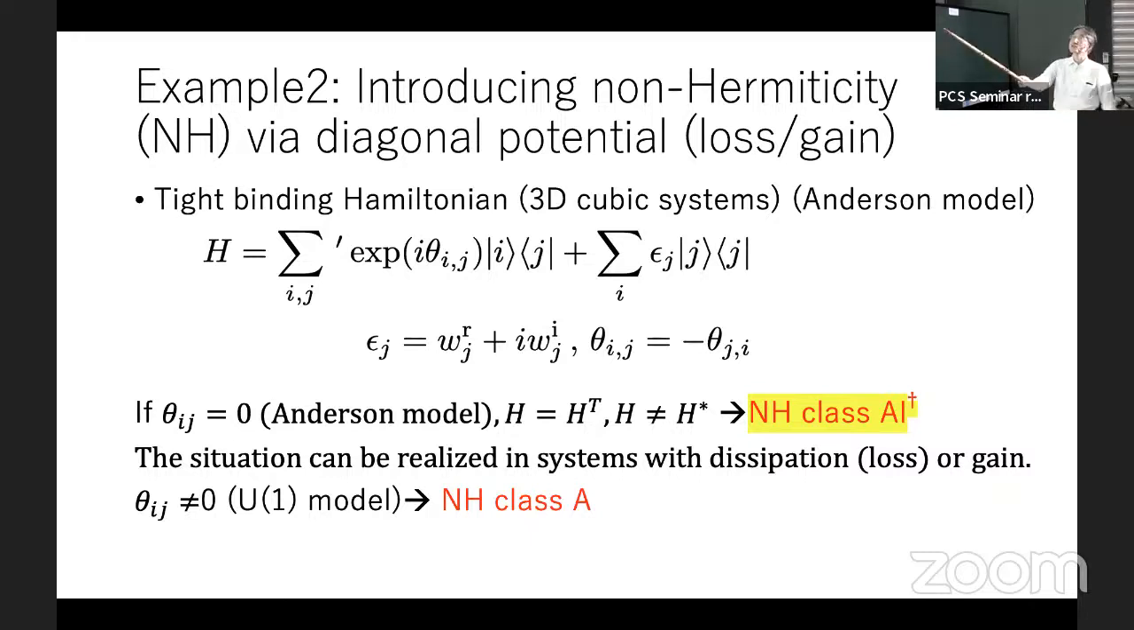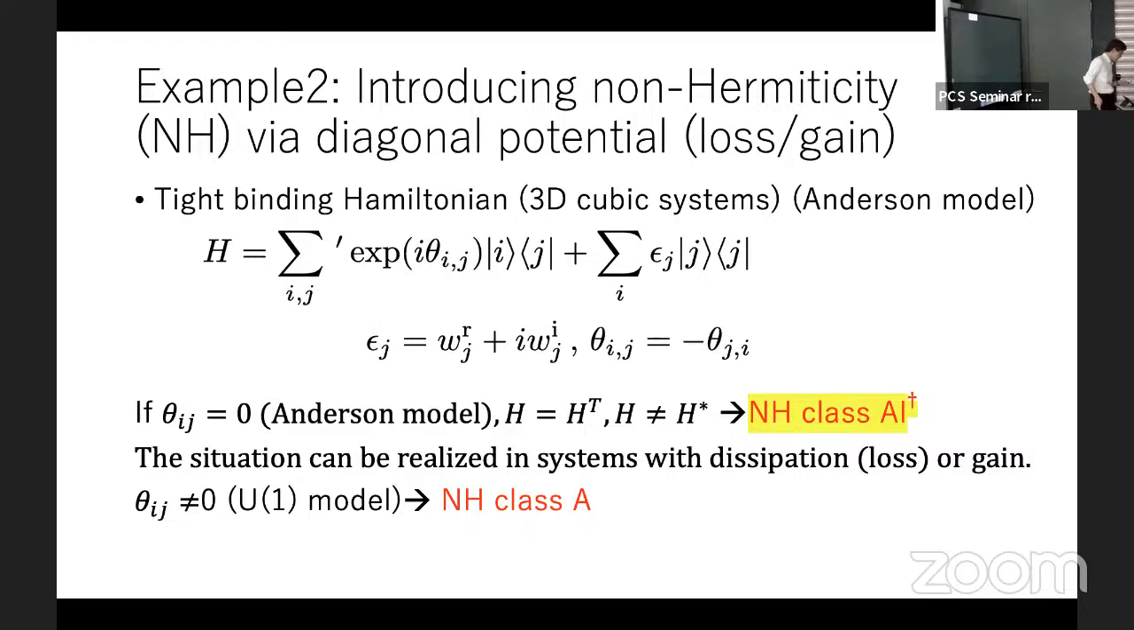And if this phi space part is not zero, it's called the U1 model, and the Hamiltonian belongs to non-Hermitian plus A1. Non-Hermitian plus A is the most general one, where there is no symmetry.